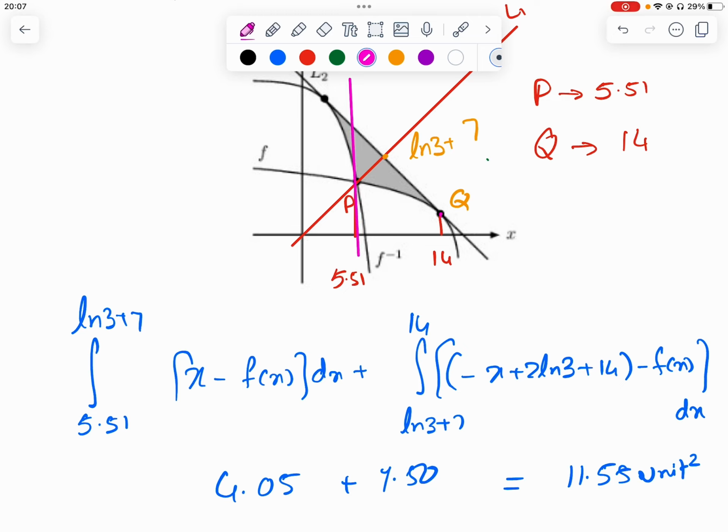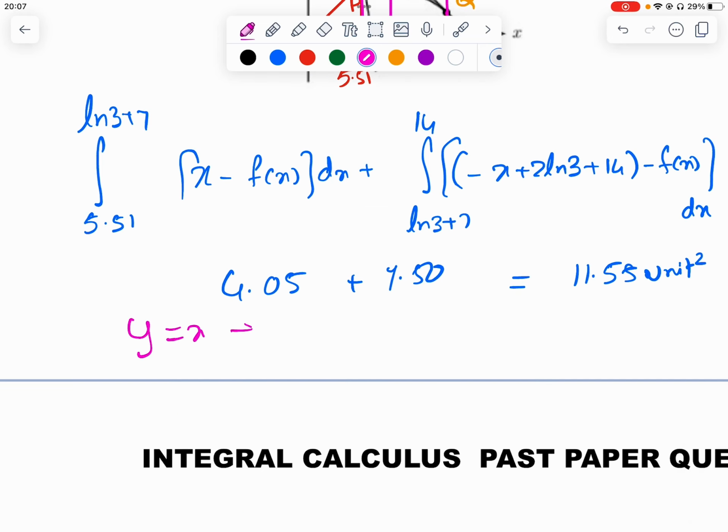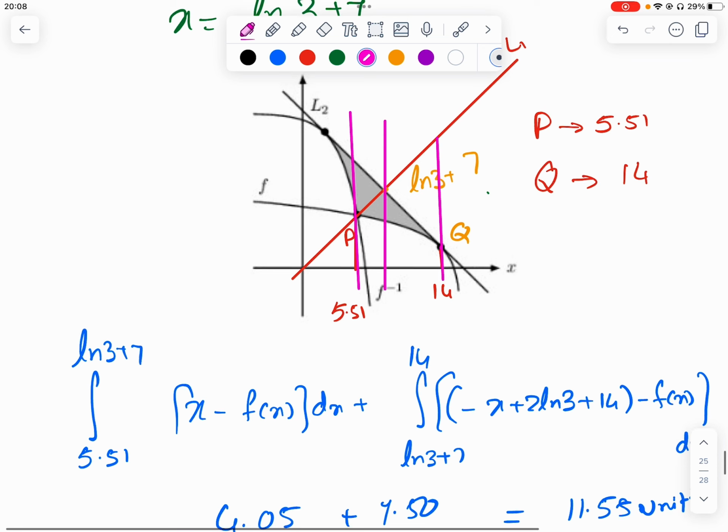5.51 and this part, and over here this part till 14. Now we know that y equals x is symmetrical. Like last time, it is symmetrical along y equals x. So the total area will be 2 times 11.55, which is nothing but 23.1 unit square.